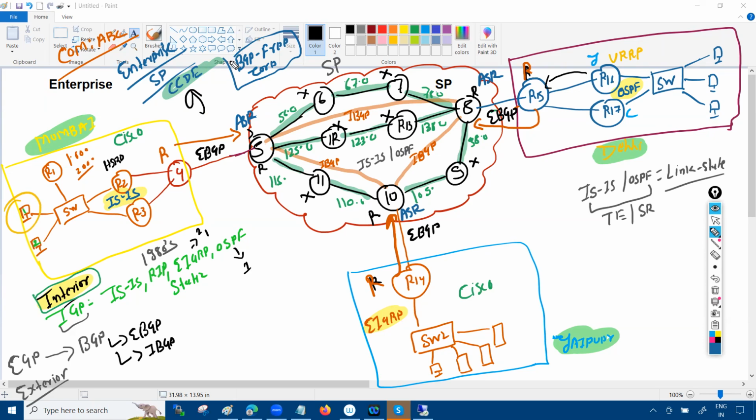But in the BGP protocol, you have a huge number of attributes. And based on the attributes, you can manipulate the path in almost 15 plus ways.